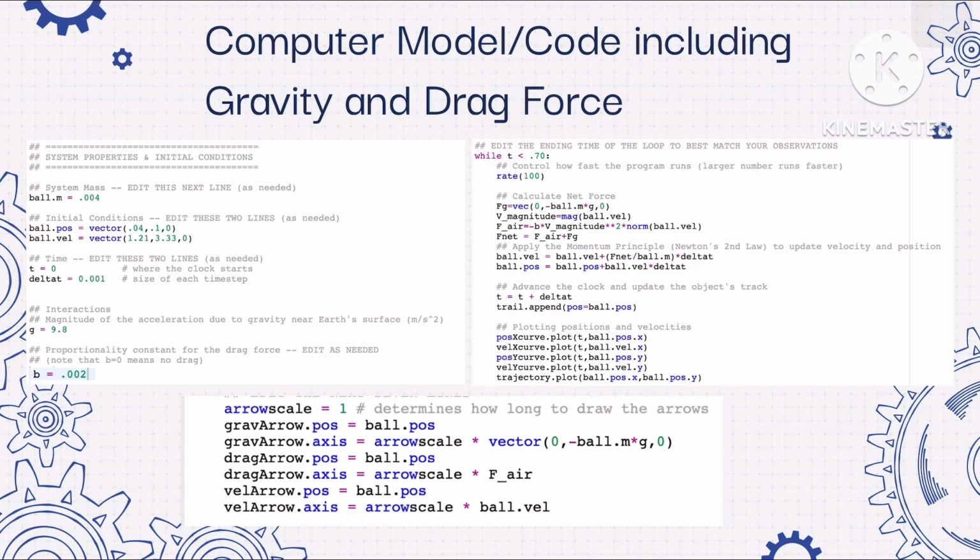Before, b was set to 0, so drag force would be negligible, but now b is a value, so drag force will be presented in the model. And at the bottom is the same code for arrows in the output.